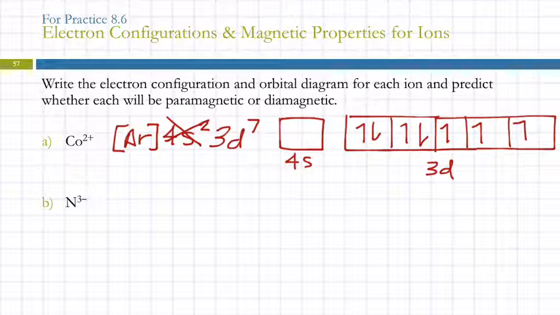Paramagnetic or diamagnetic? What did she say about para and dia? Dia is 2, everything in 2s. We've got 3 unpaired electrons.